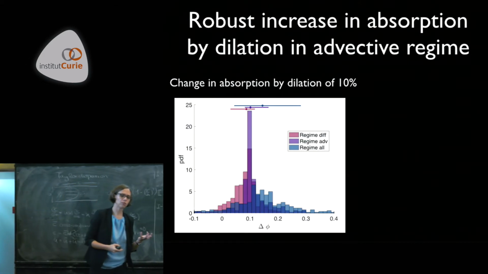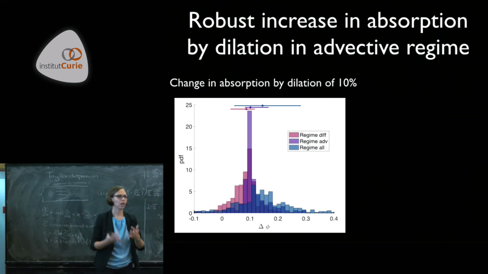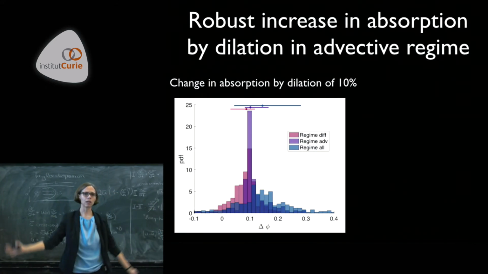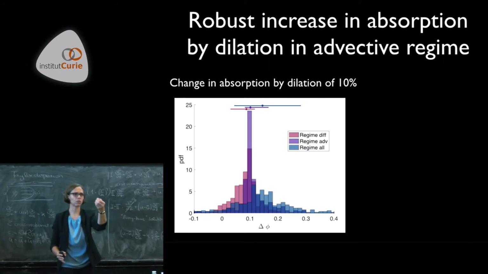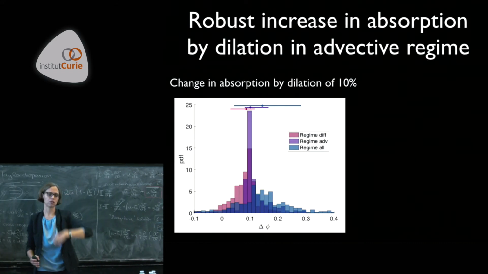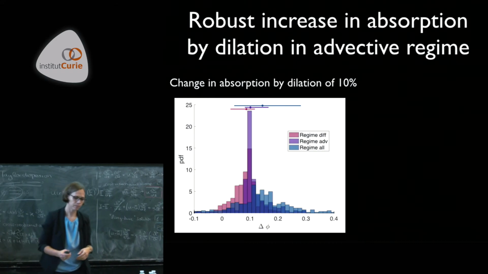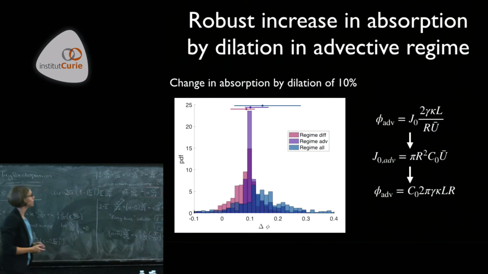But the advective regime really stands out as being very robust. Even though the flows are globally coupled, the supply is globally coupled, the hierarchy breaks loose. If I dilate that one vessel, I still get that 10% increase for a 10% dilation. And the key is we can understand this. I mean, otherwise I wouldn't be talking about that, right?